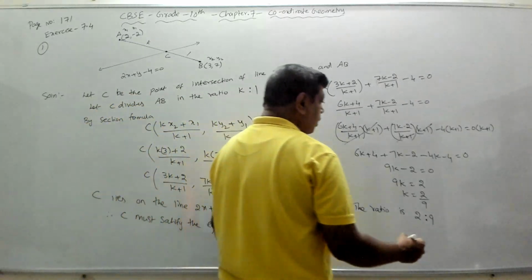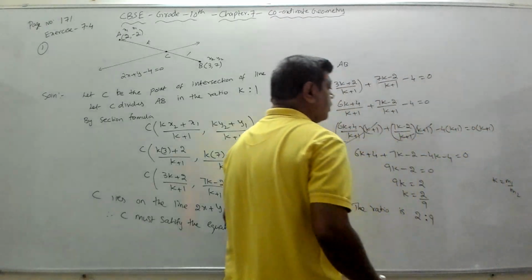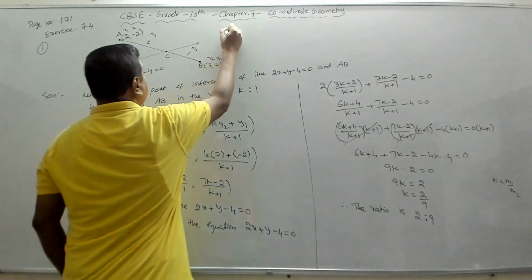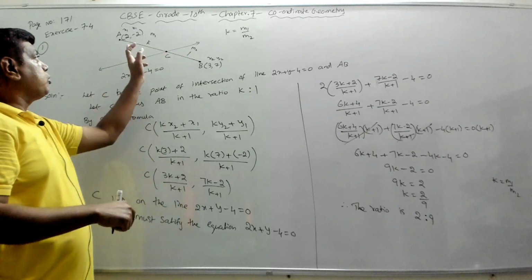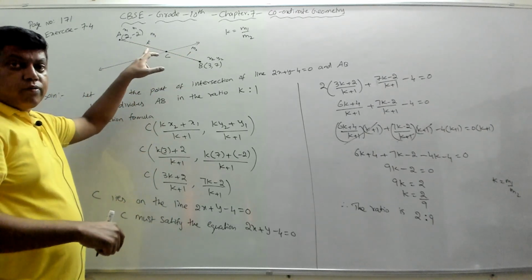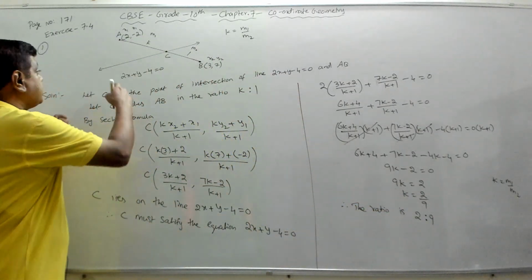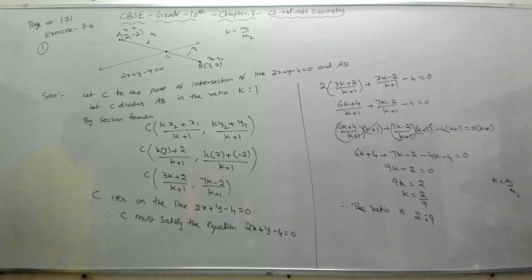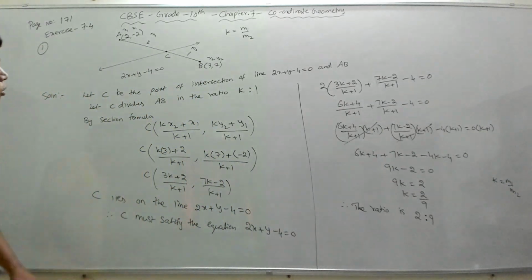Because in our section formula, the k was m1 by m2. If you take this as m1 and this as m2, then the value of k is m1 by m2. If you take the ratio as k is to 1, then the value of k is m1 by m2. So the ratio is 2 is to 9. So this is the ratio in which this line 2x plus y minus 4 equal to 0 divides the line segment joining these 2 points. Fine, so this is the answer. The ratio is 2 is to 9. So all of you can pause the video and take the notes. I'll go to the next question.